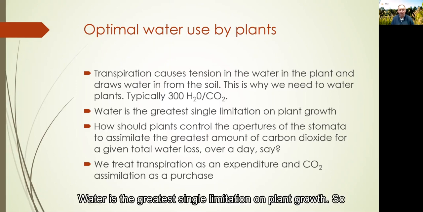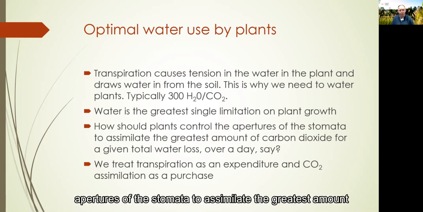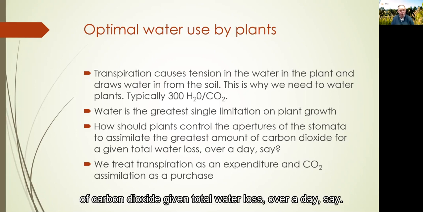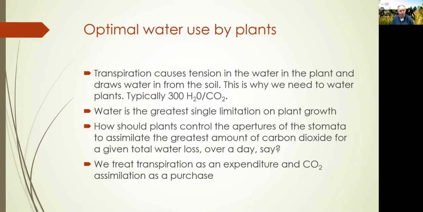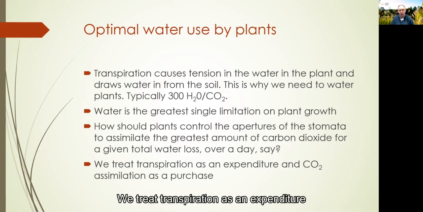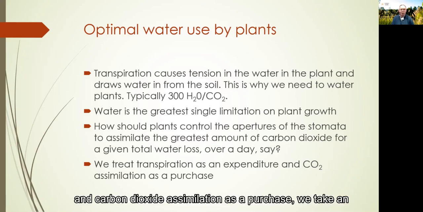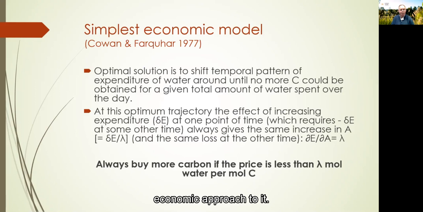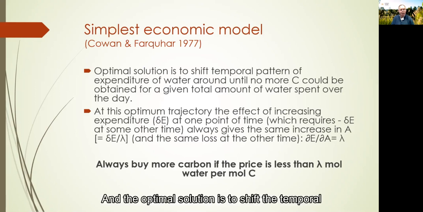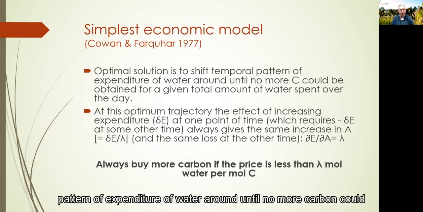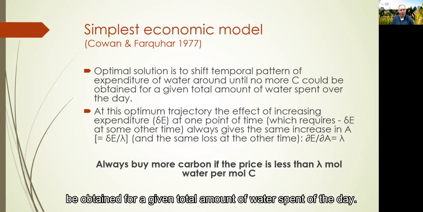Water is the greatest single limitation on plant growth. And so it raises the question about how plants should control the apertures of the stomata to assimilate the greatest amount of carbon dioxide for a given total water loss over a day, say. We treat transpiration as an expenditure and carbon dioxide assimilation as a purchase, and then take an economic approach to it. And the optimal solution is to shift the temporal pattern of expenditure of water around until no more carbon could be obtained for a given total amount of water spent over the day.